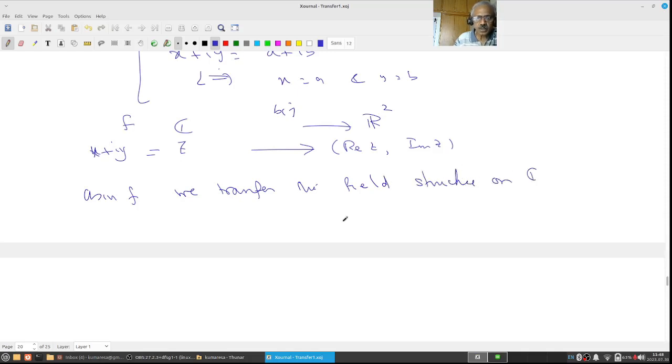on C onto R2. If you go to a master's degree, you will see the first lecture on complex analysis will be: complex numbers is R2, ordered pairs of real numbers x and y with addition and multiplication defined the following way, and check it's a field. How did they get it? By this reverse engineering. We are going to see what it means.